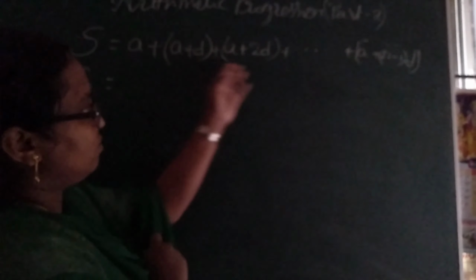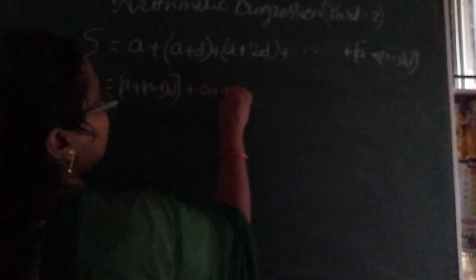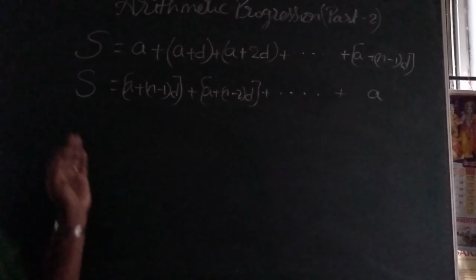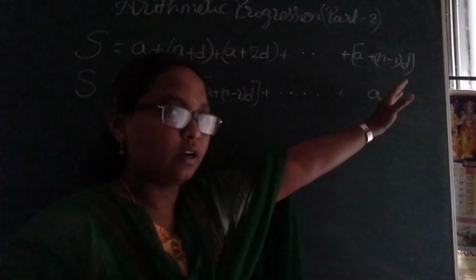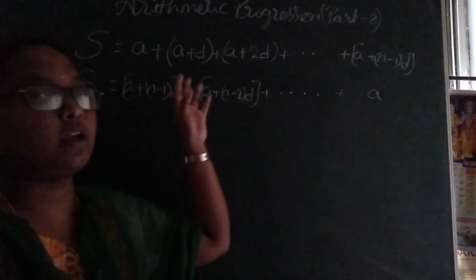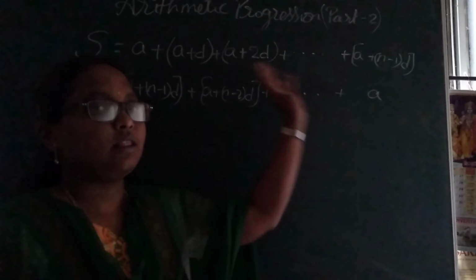What he has done is, the same sum, for the sum of the first terms, he has added from the back side. So A plus N minus 1 into D, plus, here N minus 1 before what will come? A plus N minus 2 into D, plus and so on. Here the first term. So he wrote 1, 2, 3, 4, 5, 6 and so on up to 100: 1 plus 2 plus 3 plus. And similarly he wrote from the back: 100 plus 99 plus 98 plus and so on 1. Like that he has written.